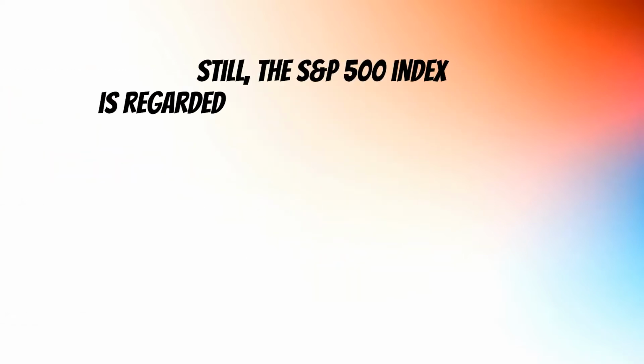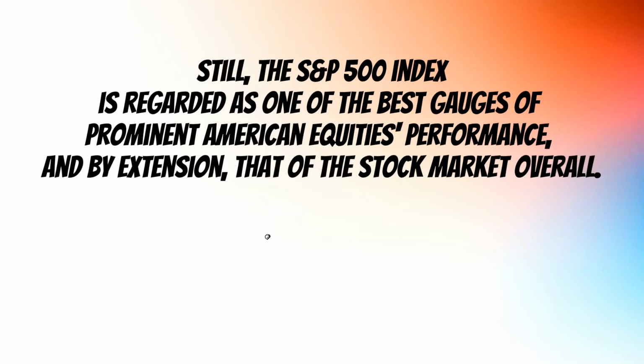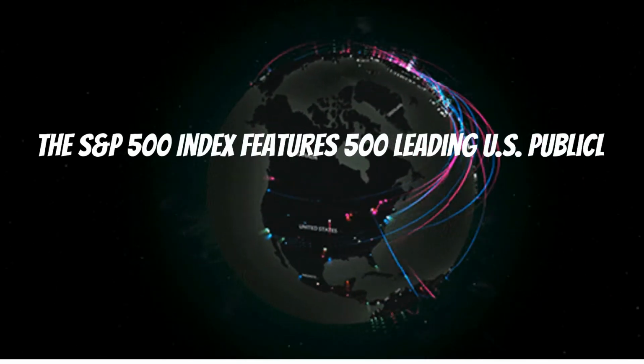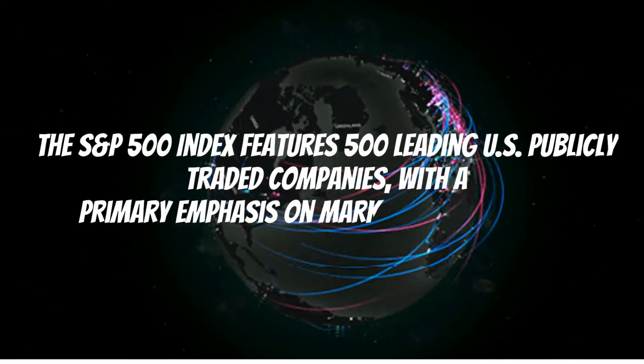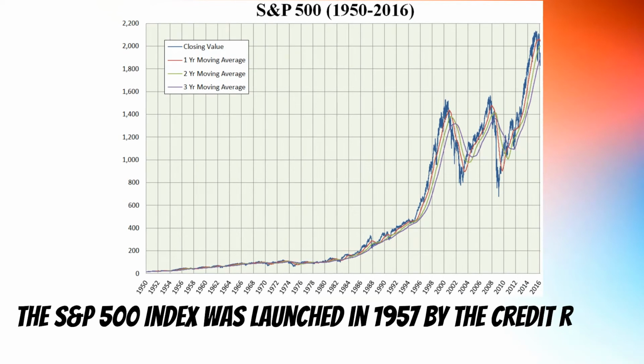Still, the S&P 500 index is regarded as one of the best gauges of prominent American equities performance, and by extension, that of the overall stock market. The S&P 500 index features 500 leading U.S. publicly traded companies with a primary emphasis on market capitalization. The S&P 500 index was launched in 1957 by the credit rating agency Standard & Poor's.